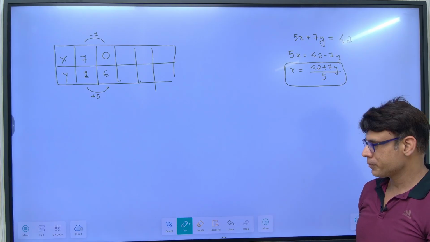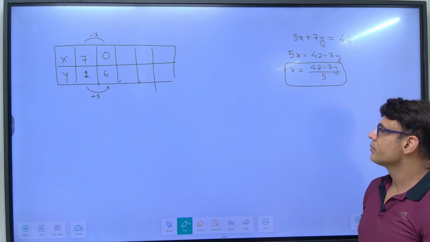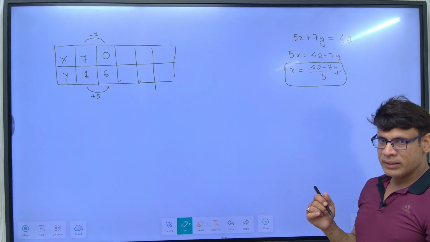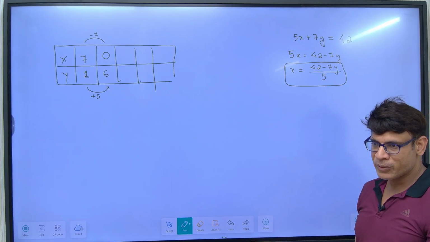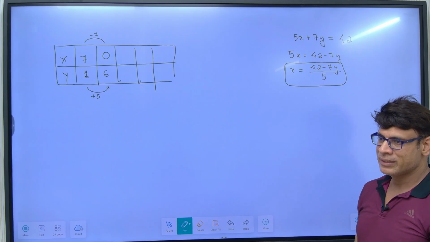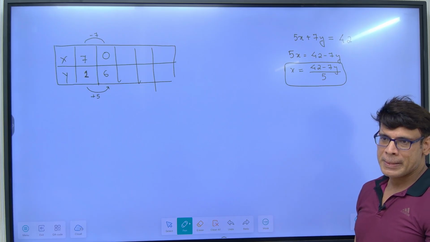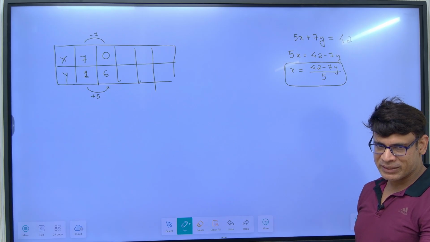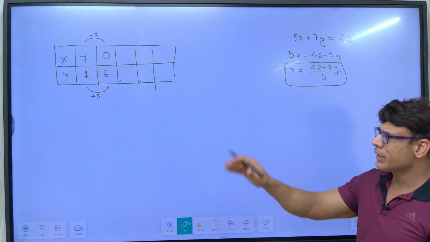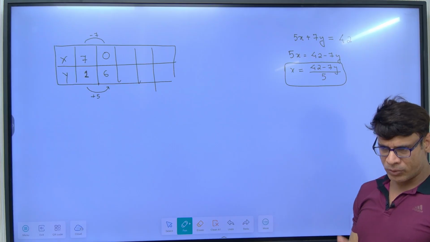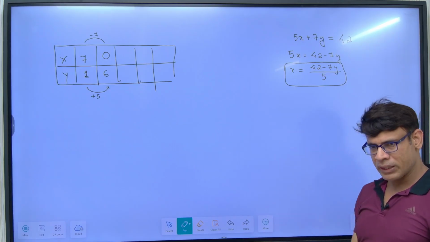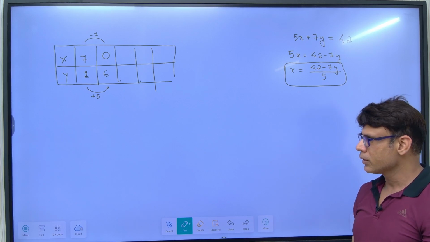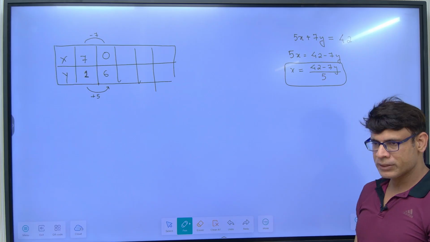Understood this? This is the type of problem which you get in the exam, where they ask how many possible solutions exist. So you have to count the cases. Just keep on increasing and decreasing by the coefficient. Interchange the coefficients. One will increase, the other will decrease. Yeah. This is clear?